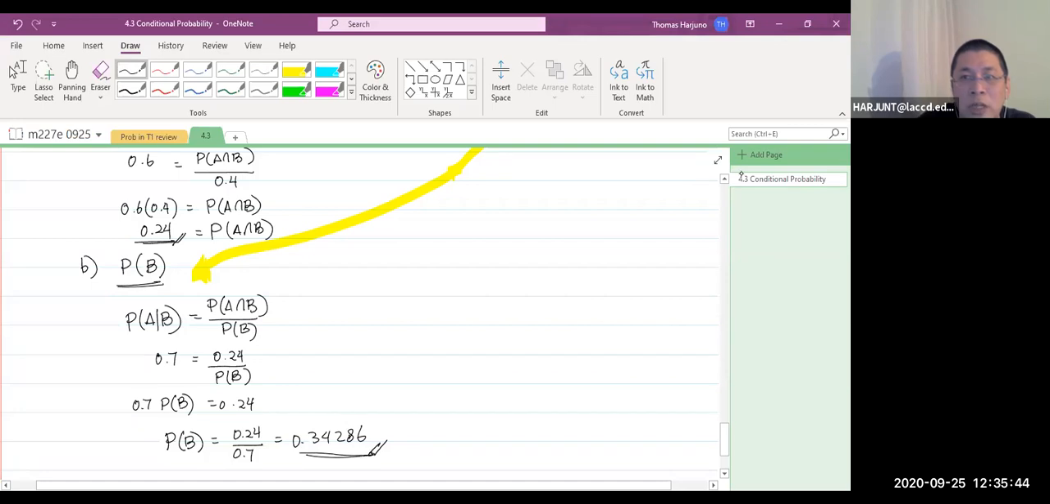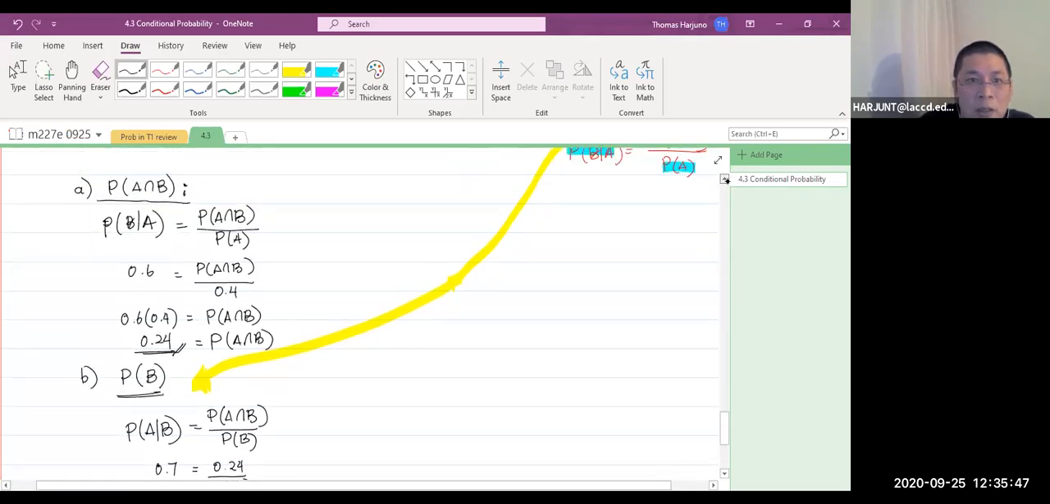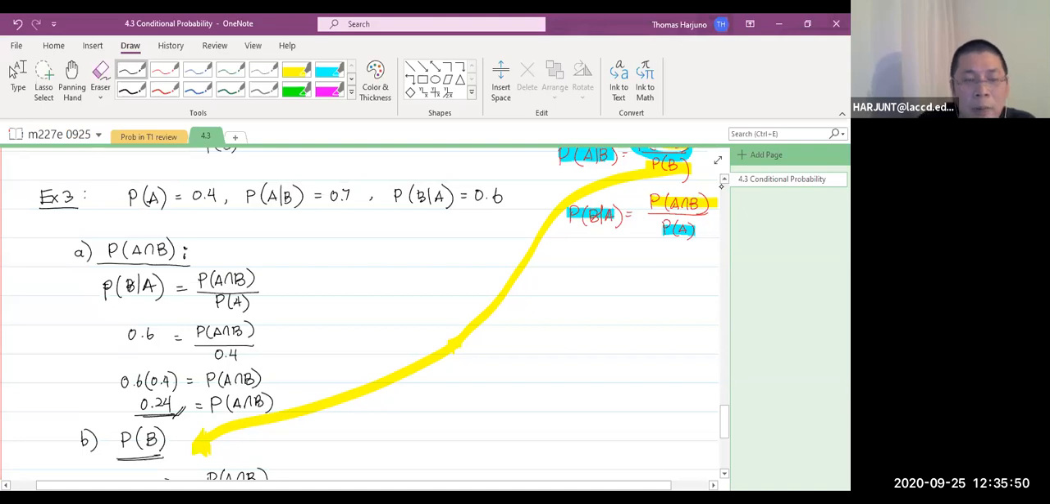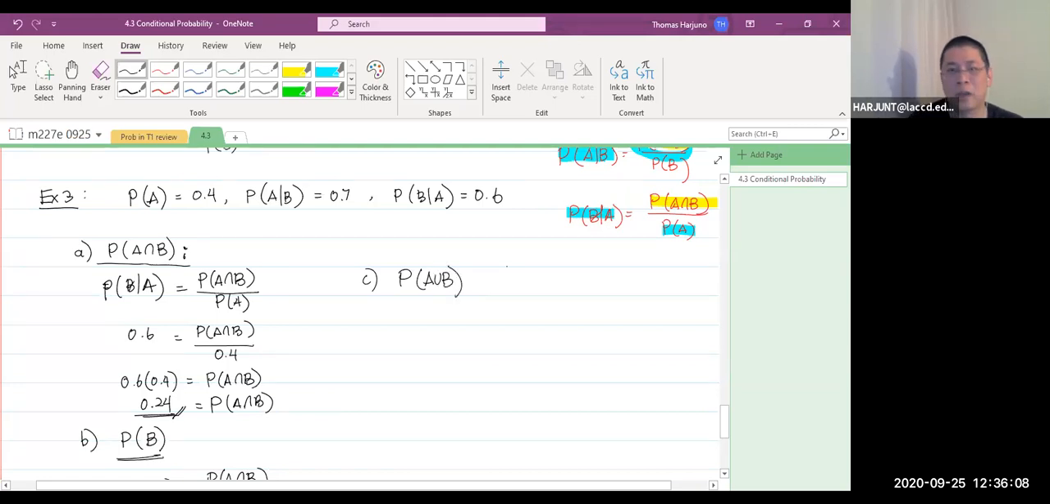Okay, now notice that we already have the probability of A, the probability of B, and the probability of the intersection. So automatically, I can ask further. Let me use this first. I can ask what's the probability of the union. Probability of the union is something we can easily do because we already have the probability of A, the probability of B, and the probability of the intersection.